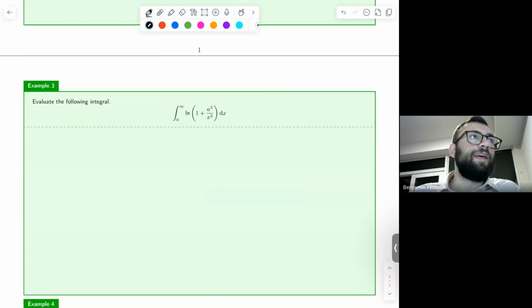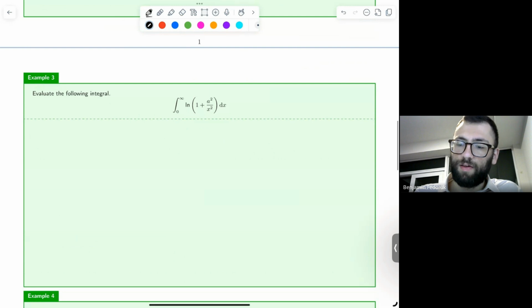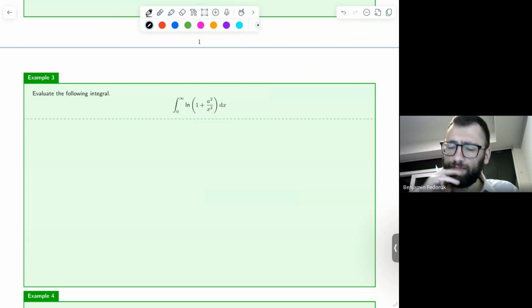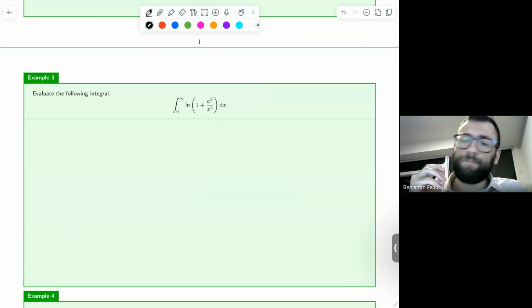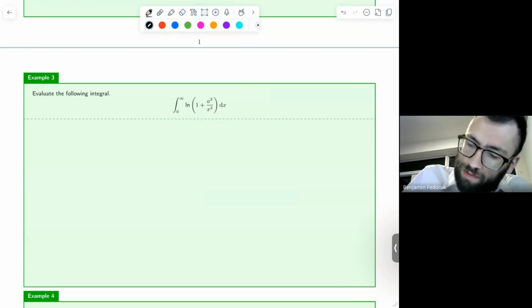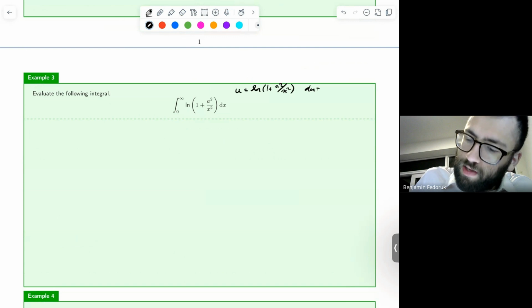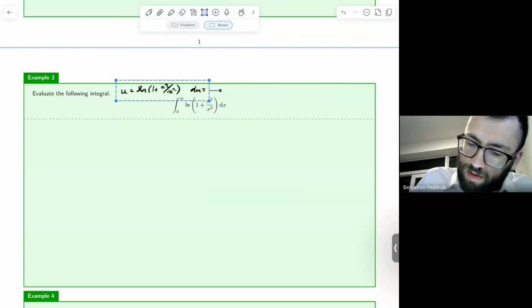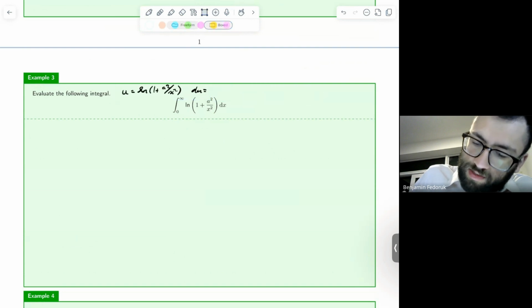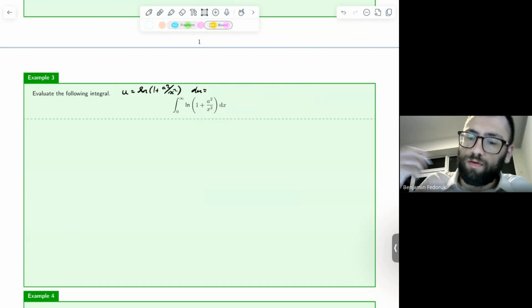All right, example 3. So we've got an integral of a ln expression. We're going to use integration by parts. So let's let u equal the ln expression. And then that means du is going to equal, now this is going to get really ugly, so maybe I'll have to move some of this a little bit over here. It is going to get super ugly because we're going to have to do a chain rule.